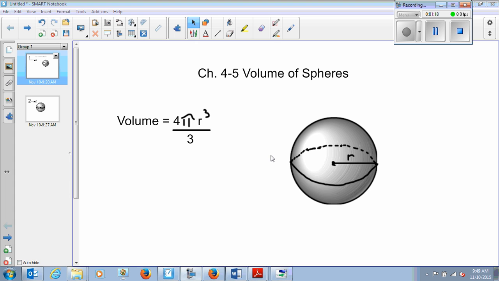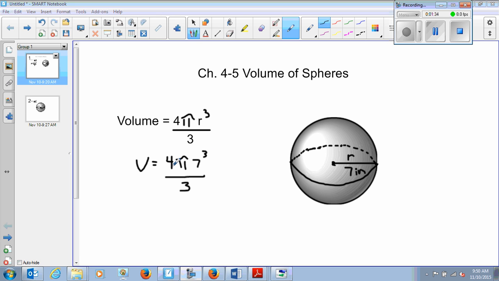So let's go ahead and put a number in here for the radius, and that's really the only number that you need. Let's say that the radius in this case was 7 inches. We would just want to plug that into this formula, which I'll do. So there we go. We have 4 times pi times 7 cubed. It's not 7 times 3. It's not 21. We're going 7 times 7 times 7 to get that answer.